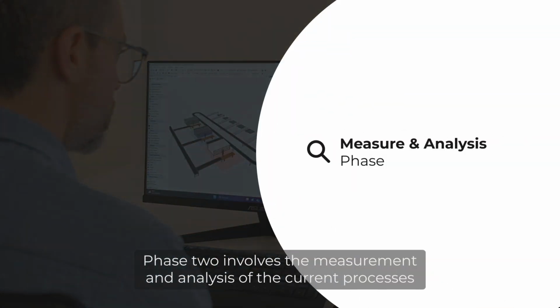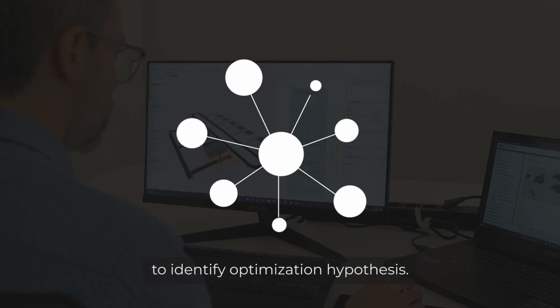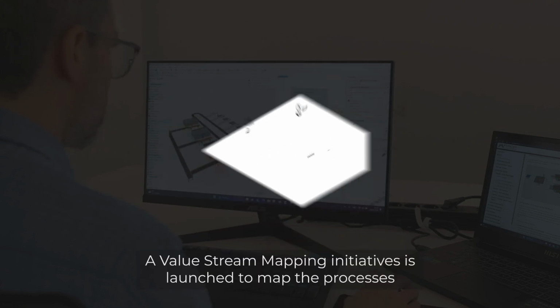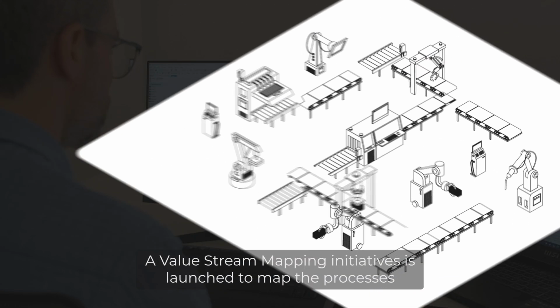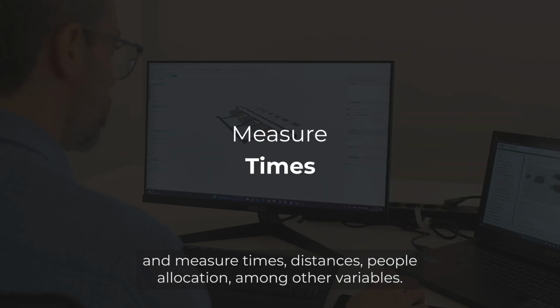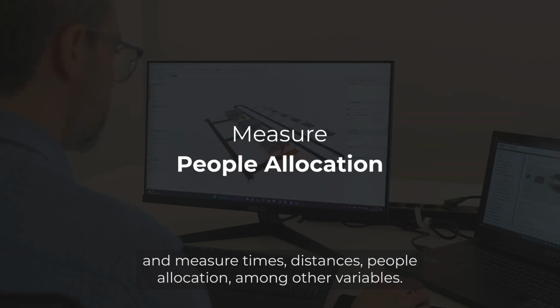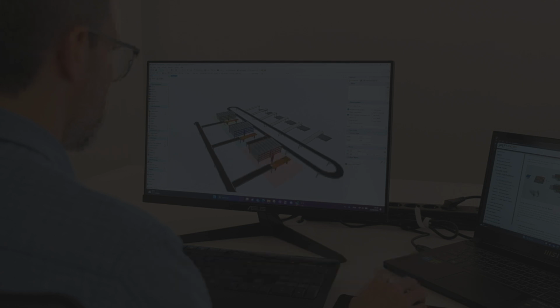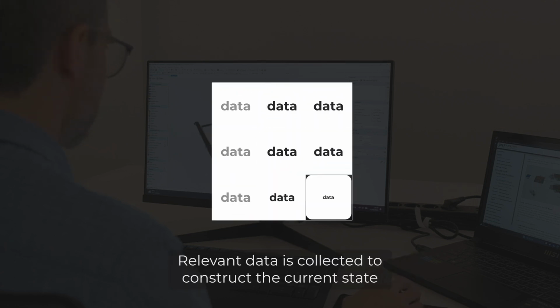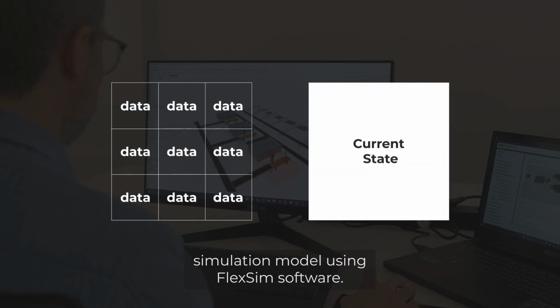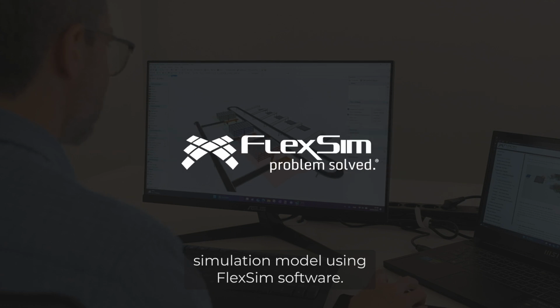Phase 2 involves the measurement and analysis of the current processes to identify optimization hypotheses. A value stream mapping initiative is launched to map the processes and measure times, distances, people allocation, among other variables. Relevant data is collected to construct the current state simulation model using FlexSim software.